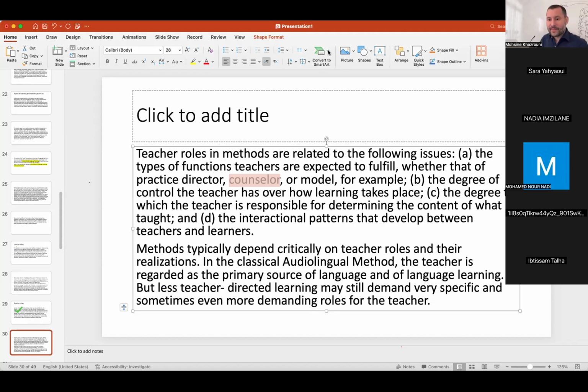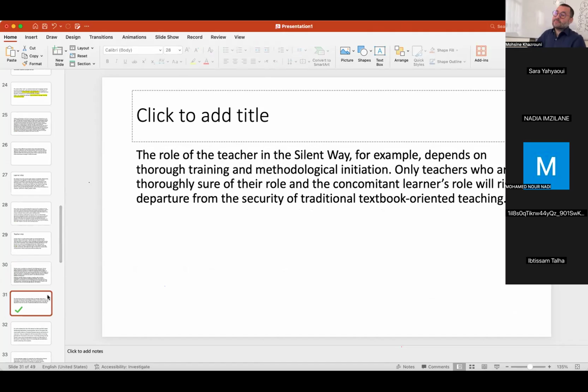Also responsible for students' behavior. Mohammed, say it again because you are muted. Yeah, I said the teacher should also be responsible for students' behavior inside the classrooms. For sure, Mohammed, especially in our situation.